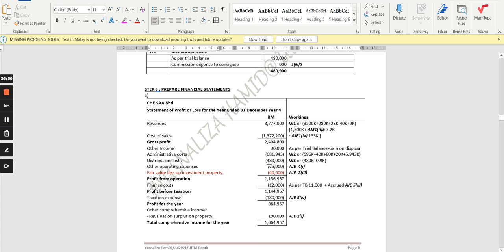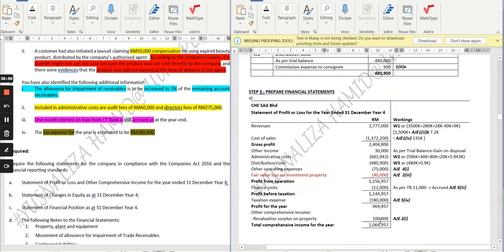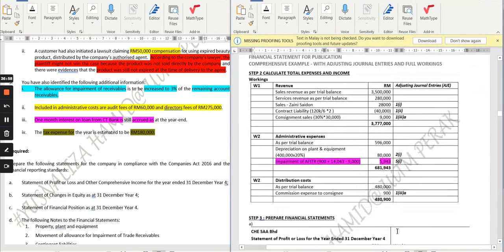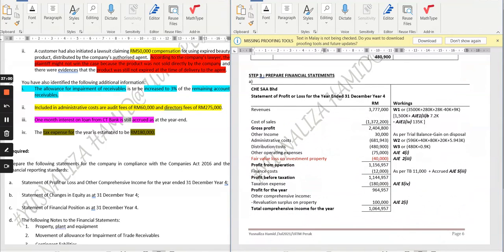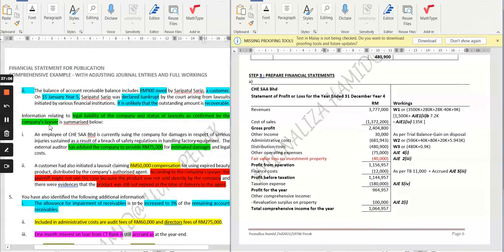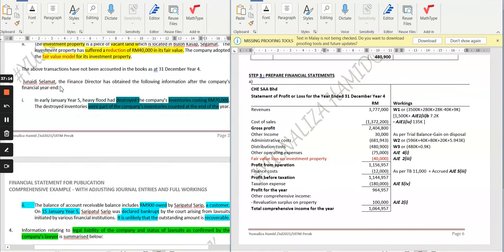Other operating expenses, as I mentioned, this is adjusting journal entry 41. Adjusting journal entry 41 is on the provision for damage. Remember, go and check that, which is 41 here, this one. And fair value loss on IP is item number 23.